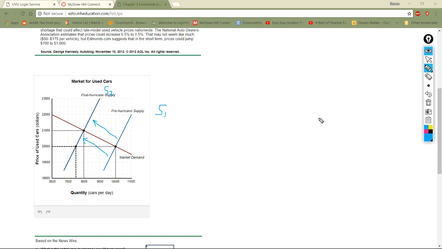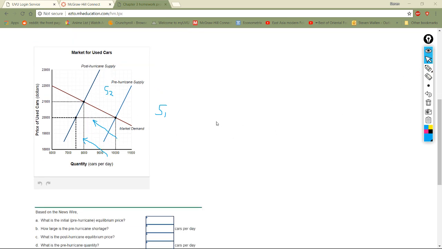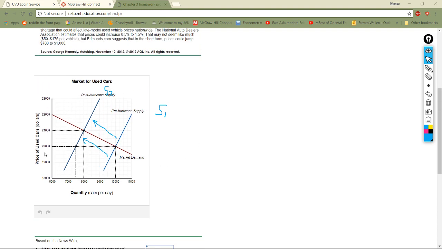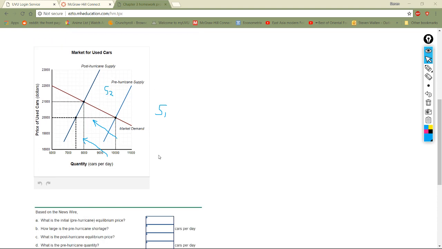So let's see what they're asking for on these questions. What is the initial pre-hurricane equilibrium price, okay? If we look here, 20,000, and it goes right here. So at pre-hurricane levels, everything's fine. We have 20,000 as far as the price and 10,000 units. And guess what? Because it's at equilibrium, you're not going to have any issues there, okay? So the initial price would be 20,000.